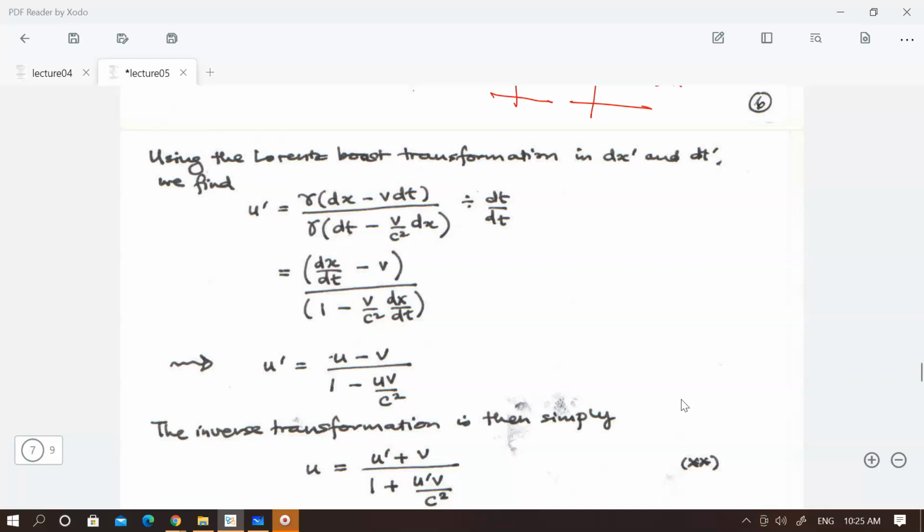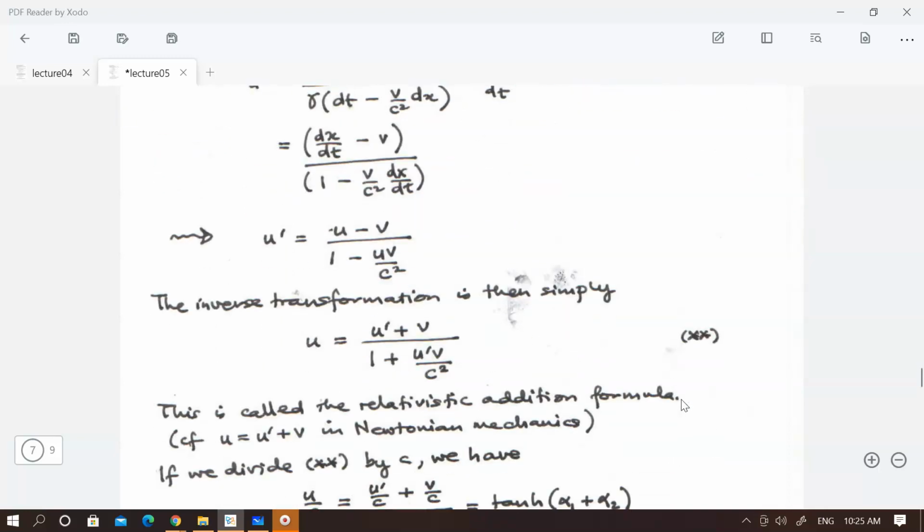So for this addition of velocities, this is u dash in terms of u first, but you really want to see what u is in terms of u dash. So you invert this formula, and you get this new velocity addition formula, or sometimes it's called the relativistic addition formula of velocities.